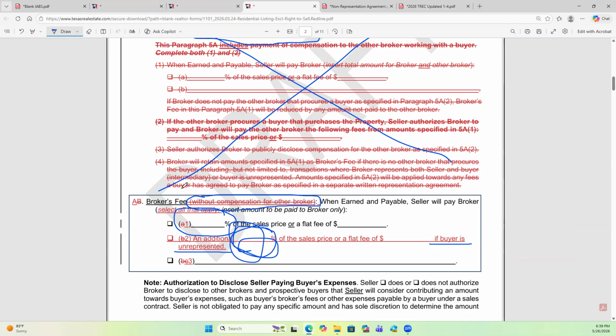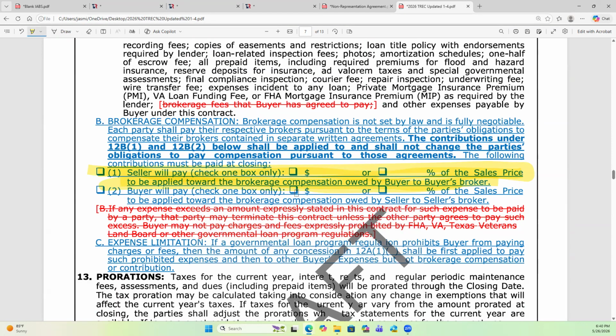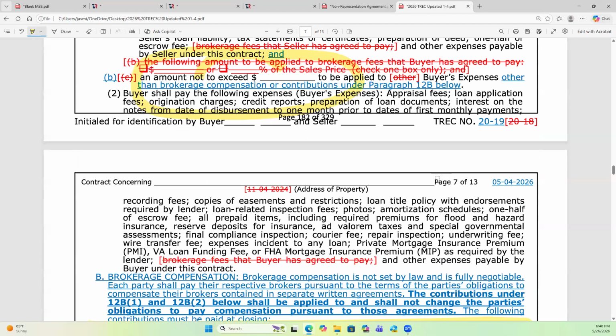Just for right this second, the only thing you're telling a seller that they have to worry about paying is this fee right here because they have to pay you and they have to agree to pay you first. We don't need to discuss how much the other people are making until we see an offer. Okay, so that's how all of this stuff is blending together with all these changes.